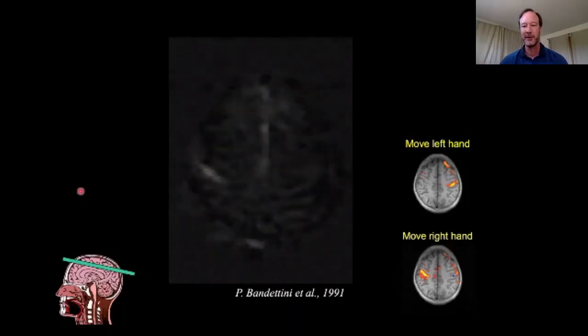This is a movie of the very first fMRI images that were created. It was shared with me by Peter Bandettini. And you can see the alternating tapping and moving of the fingers on the left hand versus moving the fingers on the right hand. Moving the fingers on the left hand activates the right motor cortex, and vice versa, the right hand activating the left motor cortex.